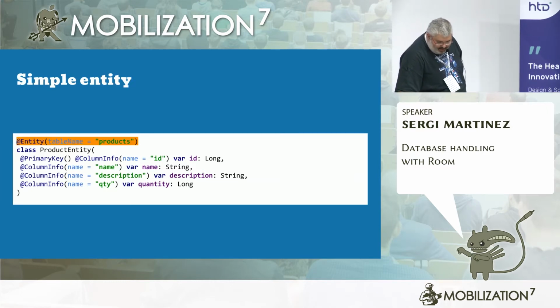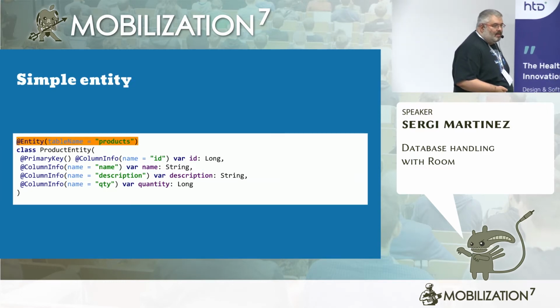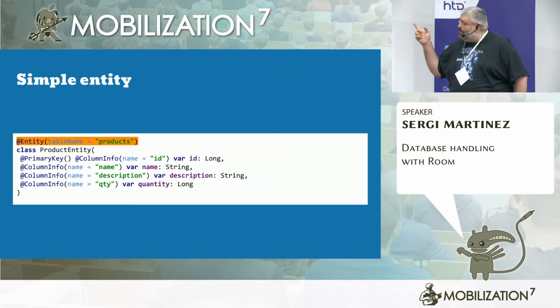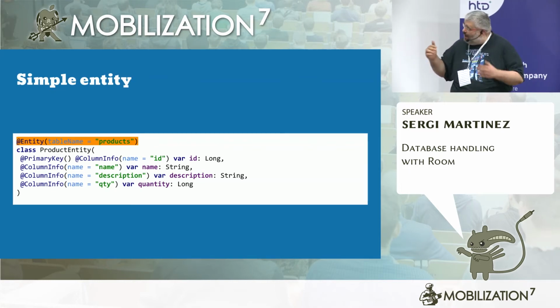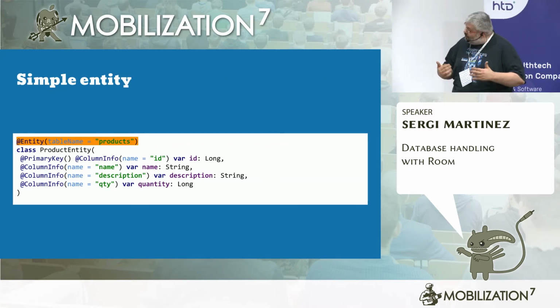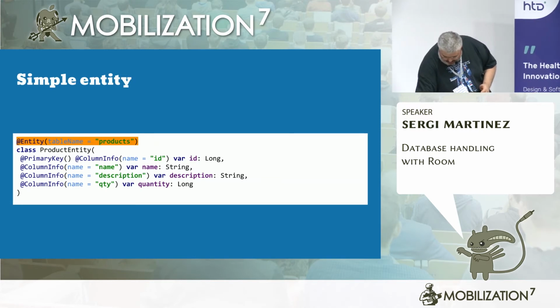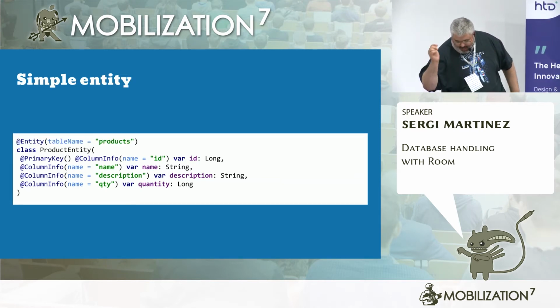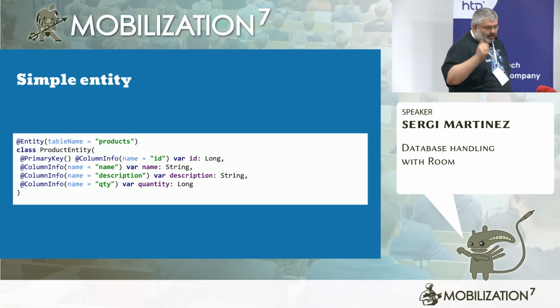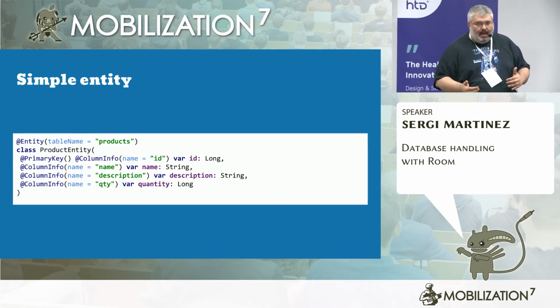What we have here, first annotation, table name. I have everything marked in this horrid orange, but I think I cannot use it. This will use the table products, okay?